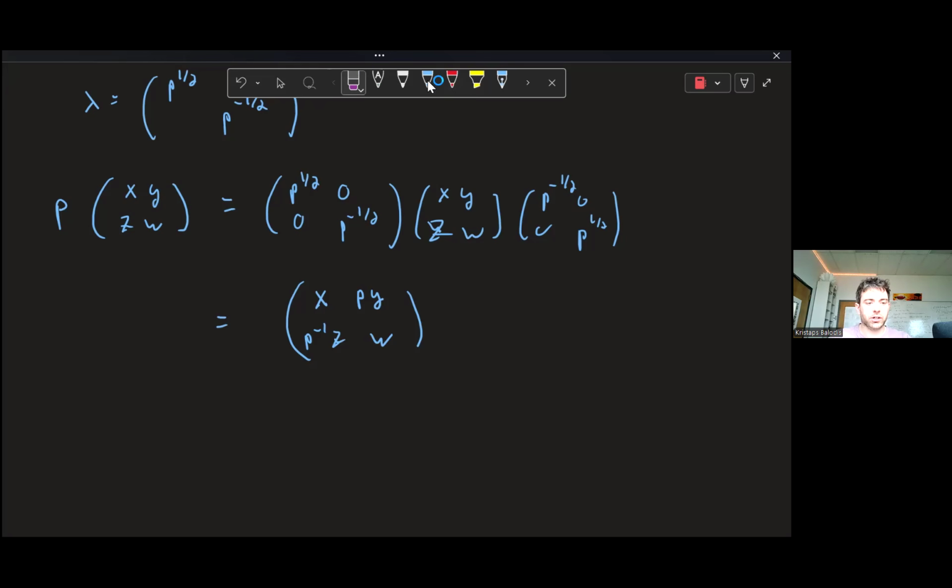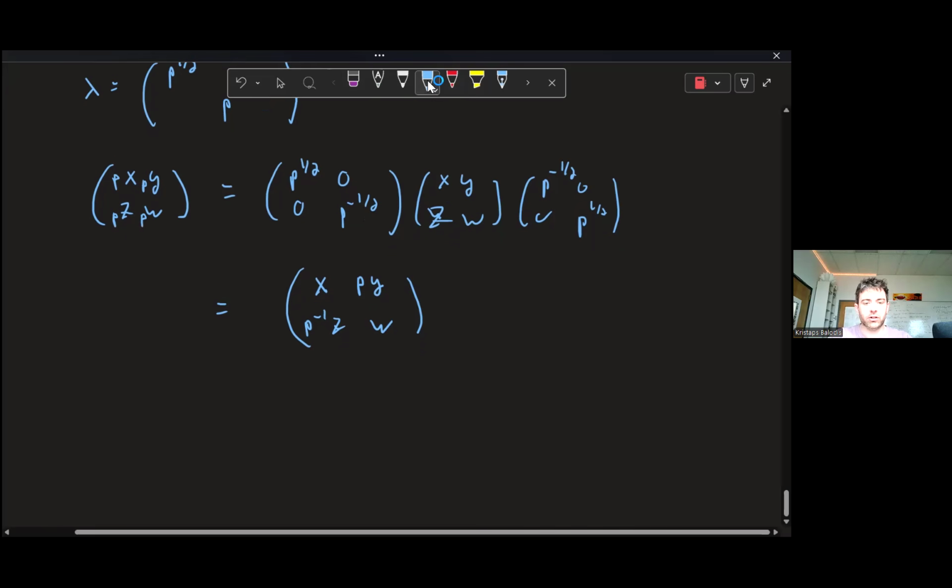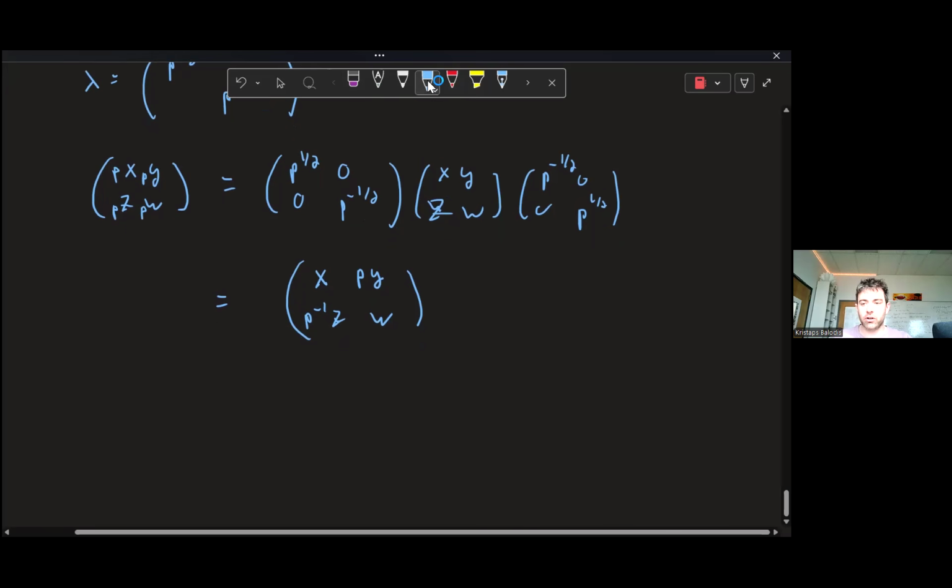Maybe over here, I'll multiply the p inside the matrix here. This would force, since p is a prime, it's non-zero, this forces all the entries to be 0 except for y. So in this case, V lambda is just all of the upper triangular matrices as y runs over the complex numbers.